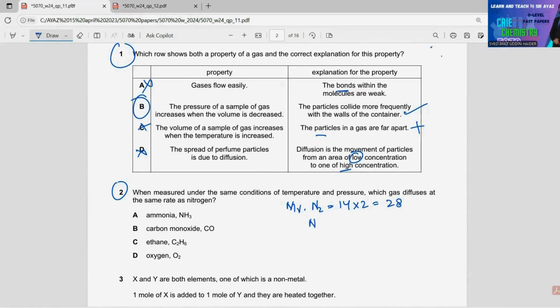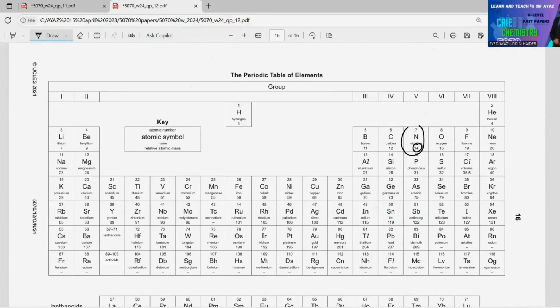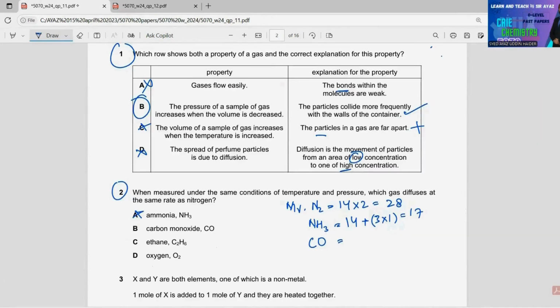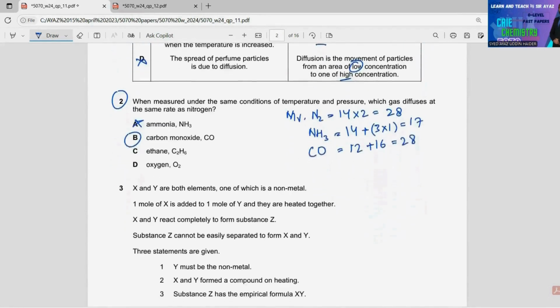What about ammonia? Ammonia is NH3. You know the Ar of hydrogen is 1. So we have 14 plus 3 multiplied by 1. It will become 17. So it can't be the right answer because 17 is lower than 28. What about carbon monoxide, CO? Ar of carbon is 12, Ar of oxygen is 16. 12 plus 16 gives 28. Which means that D must be the right answer in this case. No need to work on the Mr of other compounds.